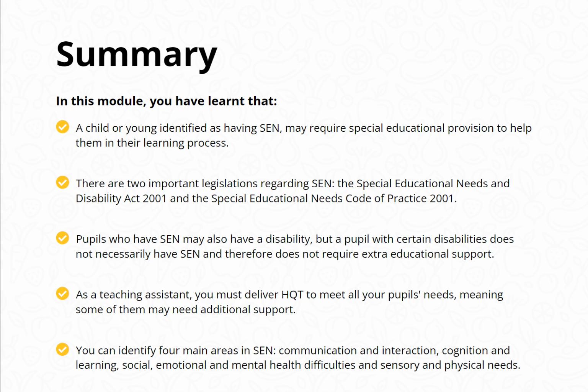Pupils who have SEN may also have a disability, but a pupil with a disability does not necessarily have SEN and therefore may not require extra educational support. As a teaching assistant, you must deliver HQT to meet all your pupils' needs, meaning some of them may need additional support. You can identify 4 main areas in SEN: communication and interaction, cognition and learning, social, emotional and mental health difficulties, and sensory and physical needs.